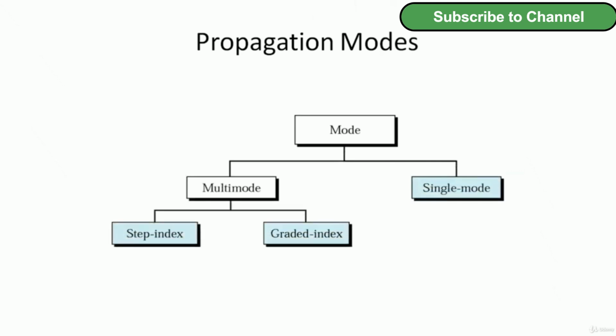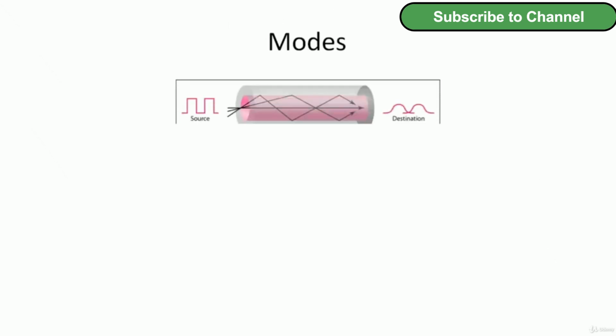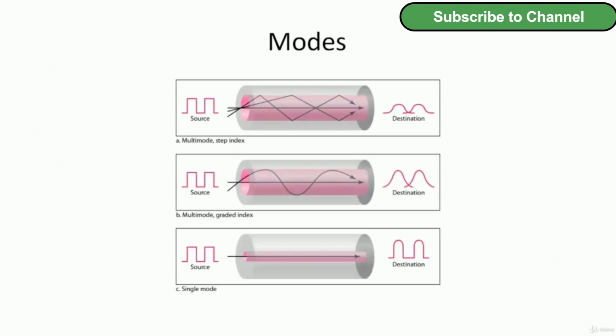Then propagation modes. We have to study the propagation modes of this signal. These propagation modes are of two types, multi-mode and single mode. The multi-mode is again classified as step index and graded index fiber. And this one is the single mode. So these modes you can see in this figure, all these three categories are shown over here: multi-mode step index, multi-mode graded index, and this is the single mode.